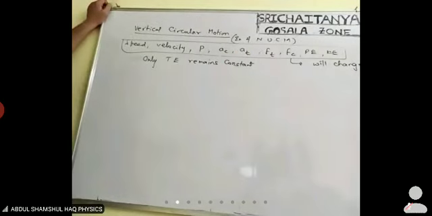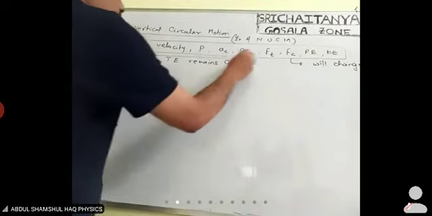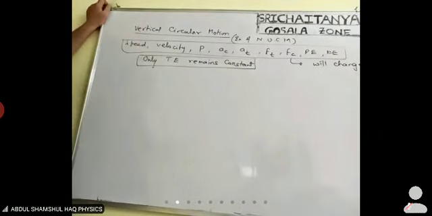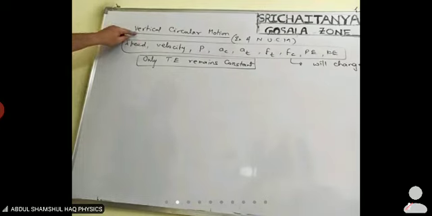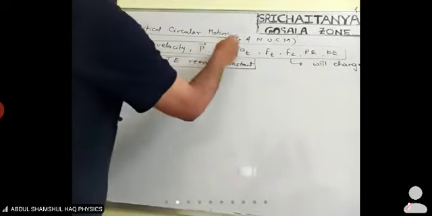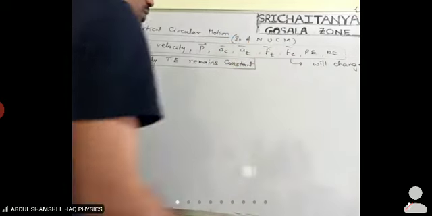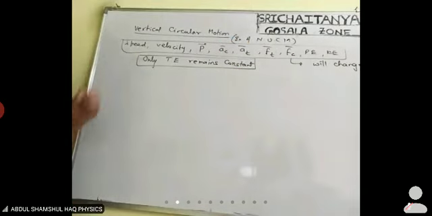So such a motion is called vertical circular motion. In vertical circular motion, speed, velocity, momentum p bar, acceleration, all will change. But total energy remains constant. Let us see what this vertical circular motion is.